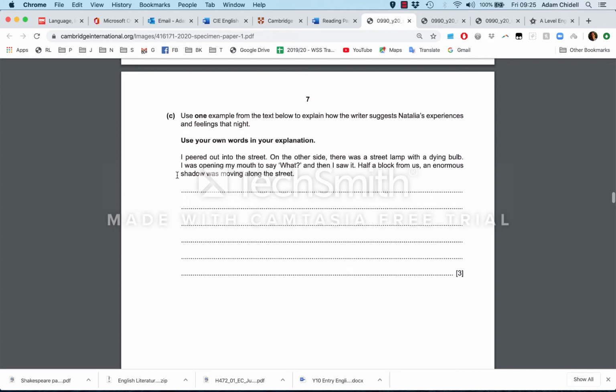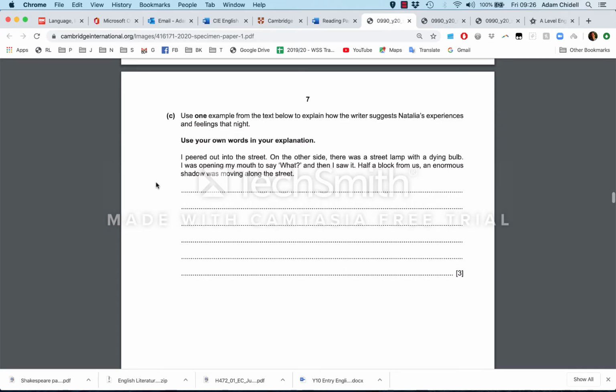So, I peered out into the street. On the other side, there was a street lamp with a dying bulb. I was opening my mouth to say what, and then I saw it. Half a block from us, an enormous shadow was moving along the street. So hopefully here it should be fairly self-evident which words or phrases are particularly useful in helping us understand Natalia's experiences or feelings that night.